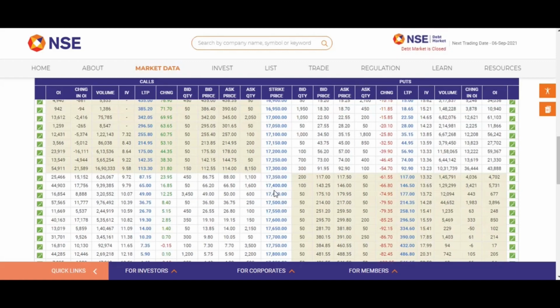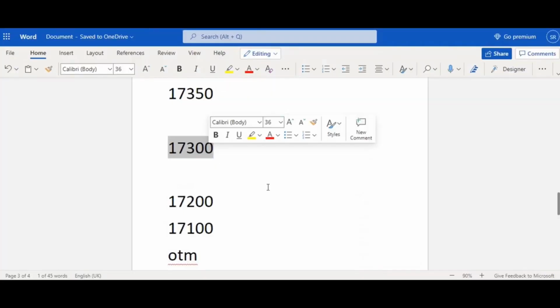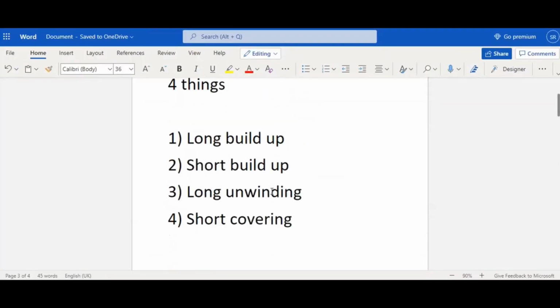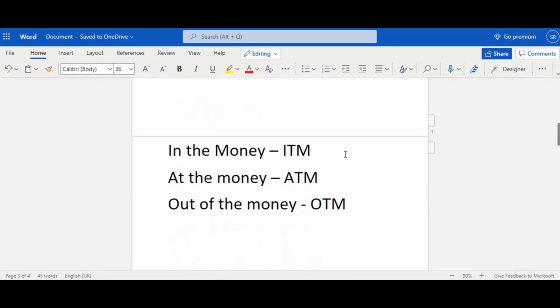Now let's see, if you are an option seller, which options will you sell, considering the fact that OTMs lose value very fast. ITMs barely lose any value because they're in the money, it does not affect them much. And these are moderate options.